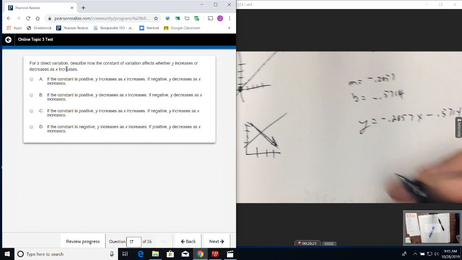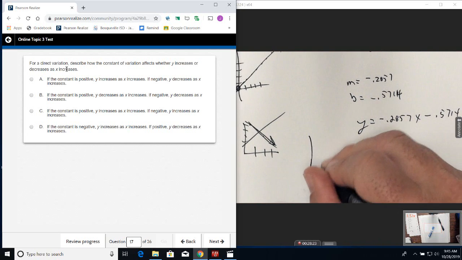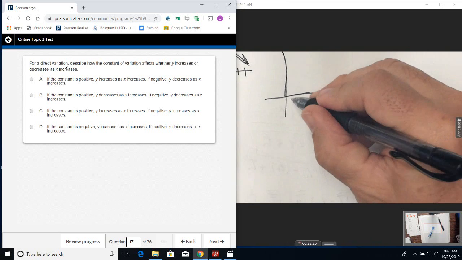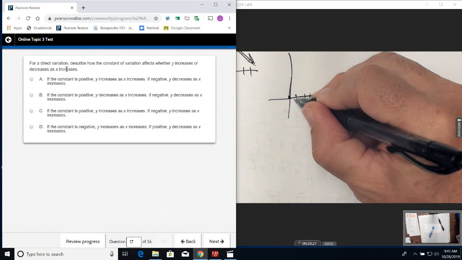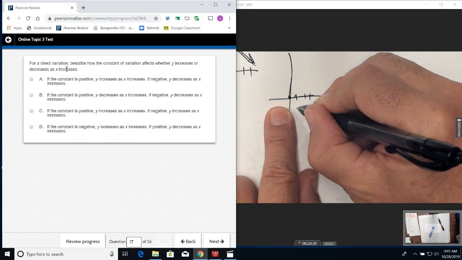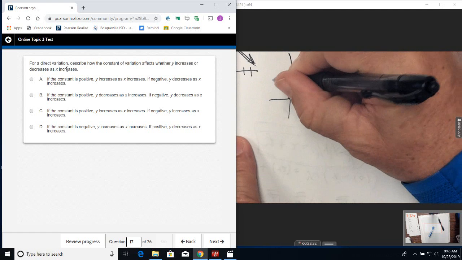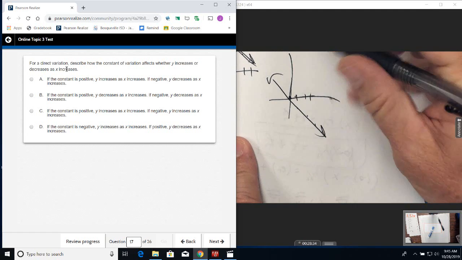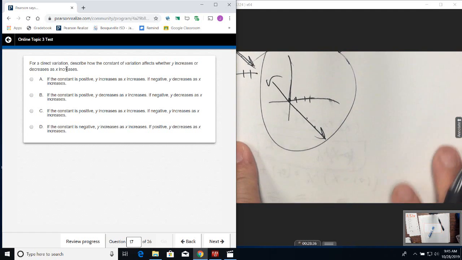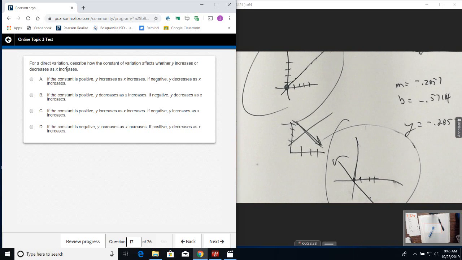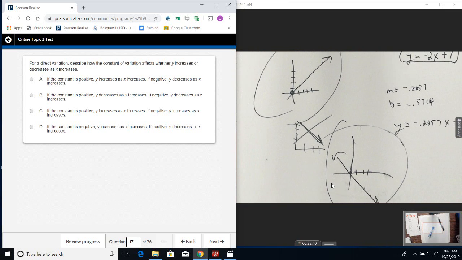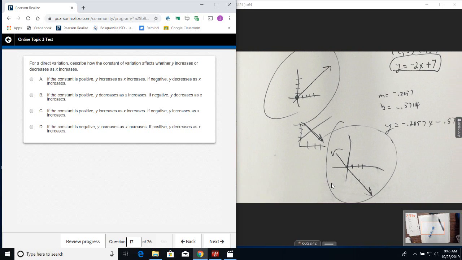Okay. So if it is a direct variation, though, they have to go through the origin. See, this one doesn't go through the origin, but it could if I make it a decreasing function like this to where it crosses here, and then as my x's increase, my y's decrease. Now, this is a direct variation and this is a direct variation, right? Because they're both increasing or decreasing functions that go through the origin.